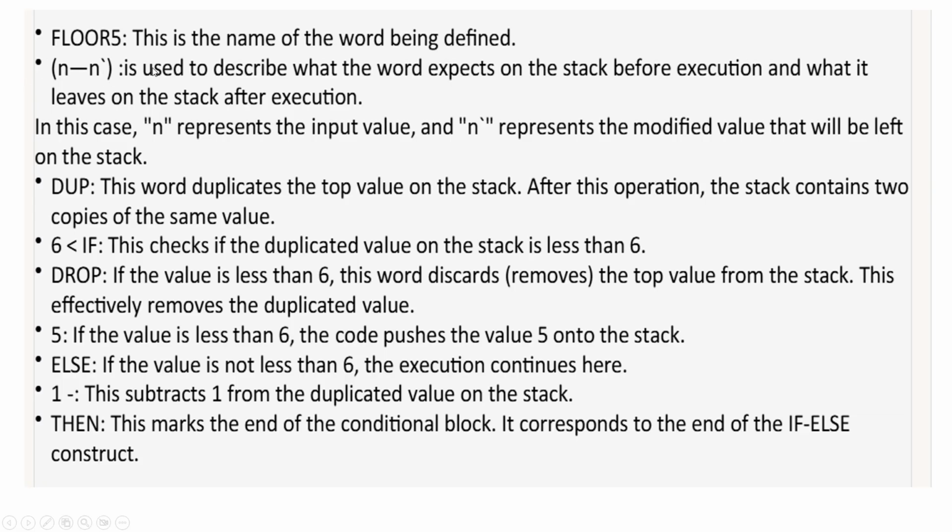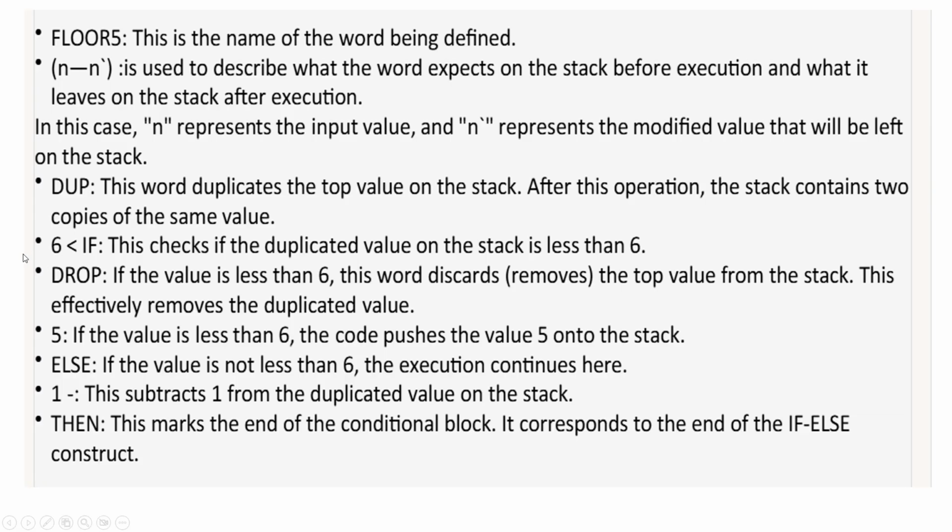The n minus n dash is used to describe what the word is expecting on the stack before execution and what it leaves after execution. Here n represents the input value and n dash represents the modified value that will be left on the stack. Whenever you come across the word dup, whatever is on the top of the stack, it will duplicate. So if there is a value 5 on the stack and I say dup, it will create another value 5. After this operation, the stack will contain two copies of the same value.